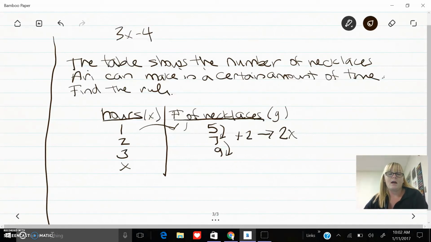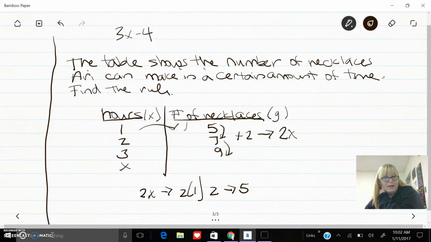So if I put 1 in for x, 2 times 1 is 2, but how do I get from 2 to 5? It's going up, right? I can't multiply. 2 times nothing multiplies to get to 5, so I'm going to have to add. So 2 to get to 5 is plus 3. Let's see if that works for the other ones.